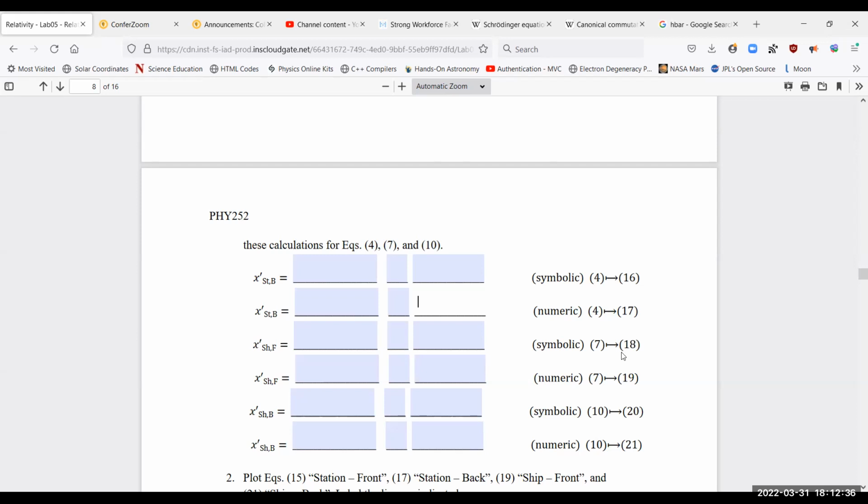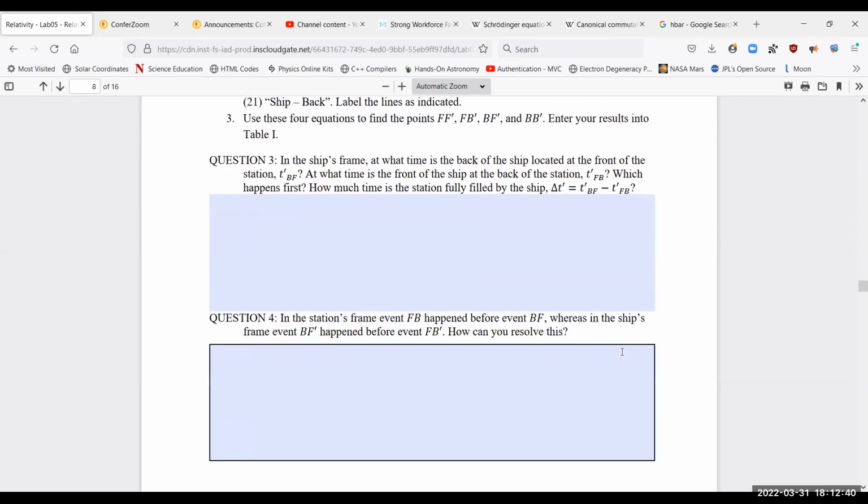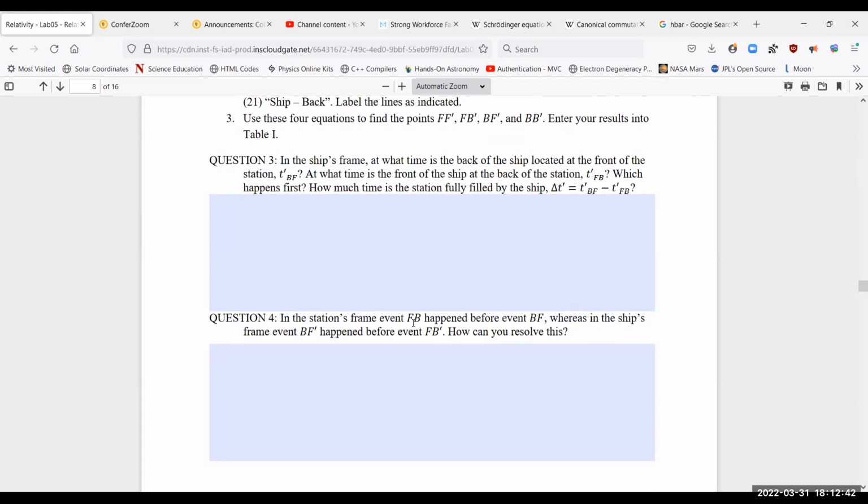Yeah, I have the other numbers. Just number 4 that I'm confused on the question for. I have all the numbers and everything. Yeah. For instance, event FB happened before event DF, whereas in the ship frame, event DF prime happened before FB prime. How can you resolve this?